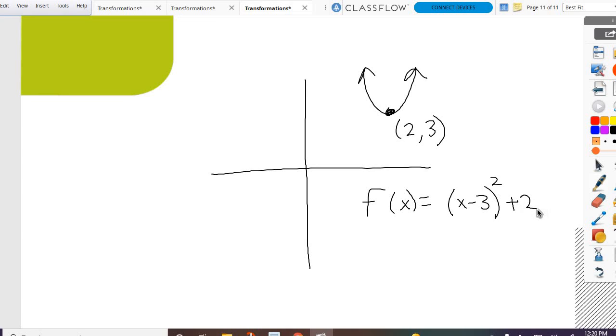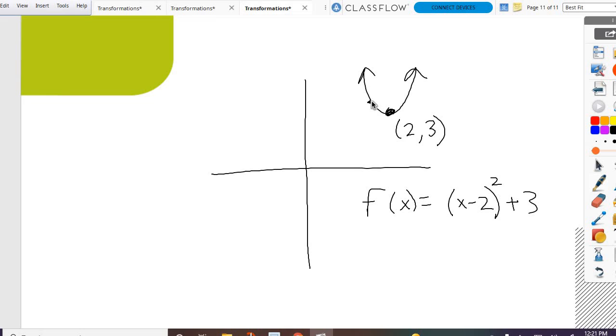Oh, sorry, those are the opposite. There we go. 2, 3. Are we okay with that? But now, how do we know if it's been stretched or compressed? We don't unless they give us what? Not another graph, but another point on our graph.